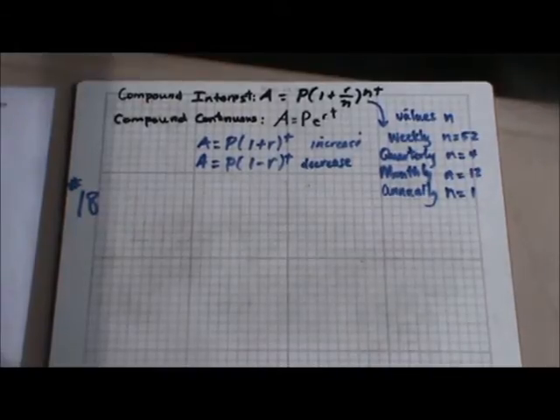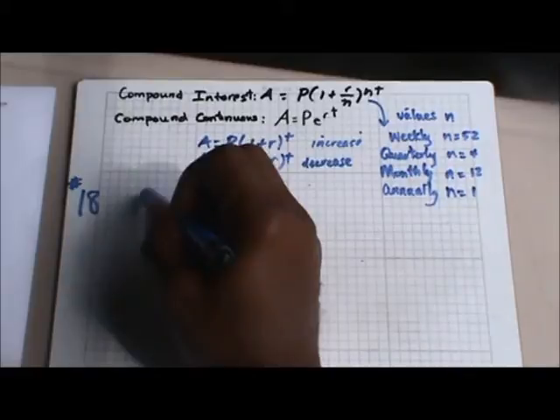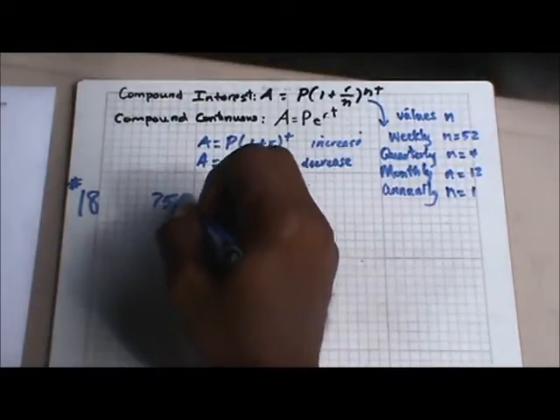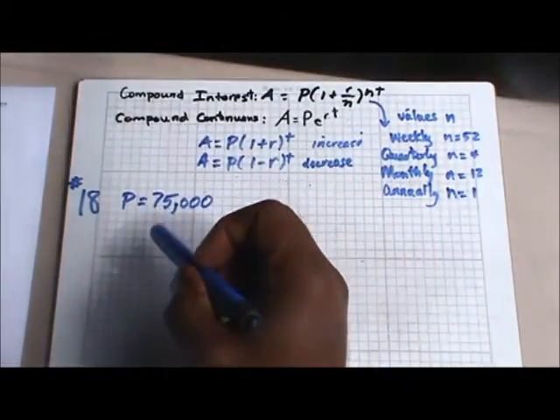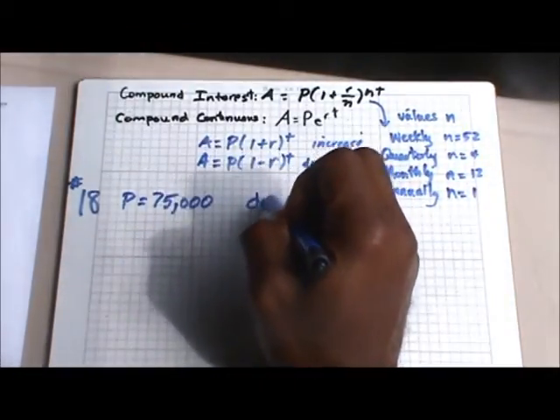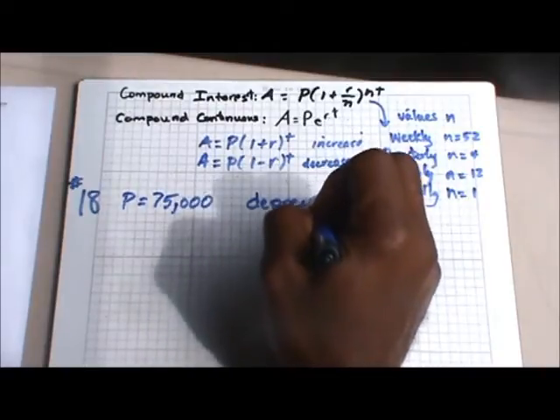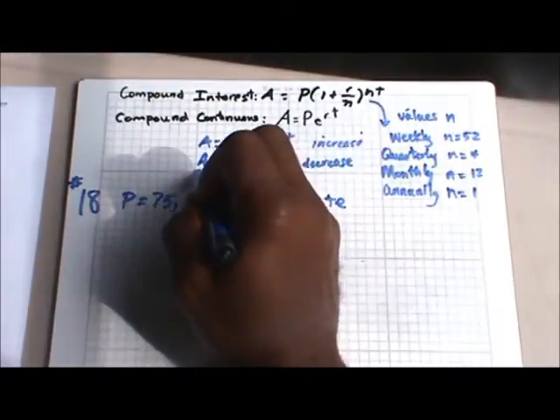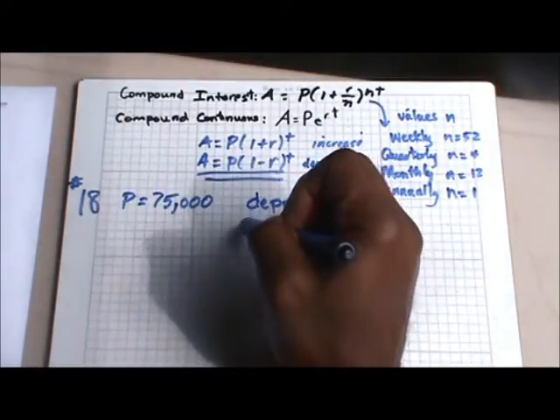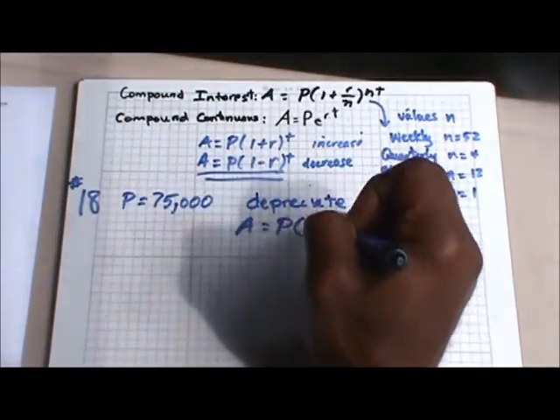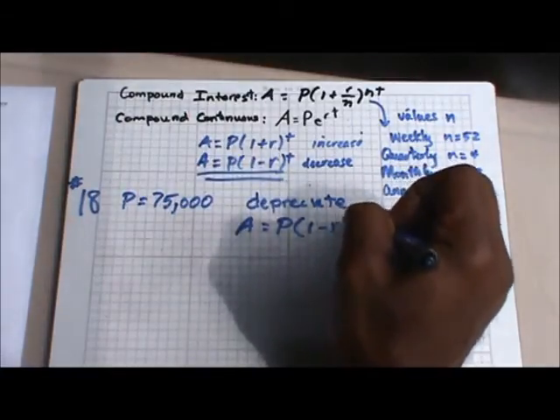Number 18. A luxury car originally cost $75,000. It depreciates at a rate of 25% per year. So two things are in the problem. You have $75,000, which is that original amount, and we're going to call it P. If something depreciates, it loses value, so we're going to go with the decrease formula. A is equal to P times 1 minus r to the t.